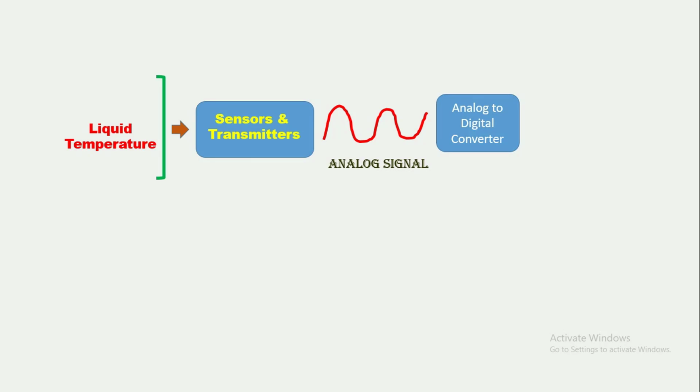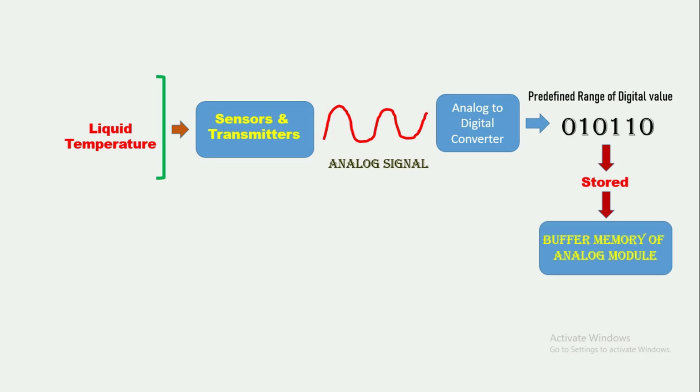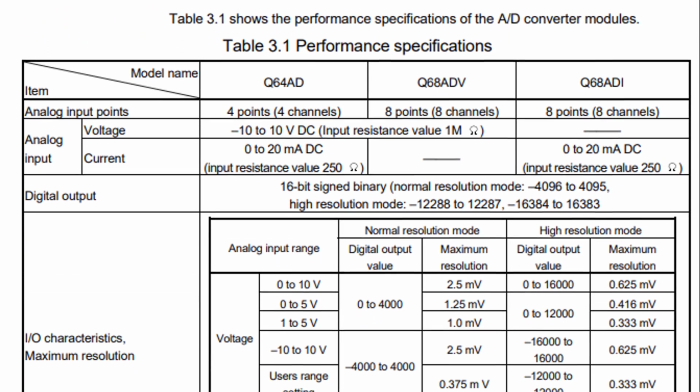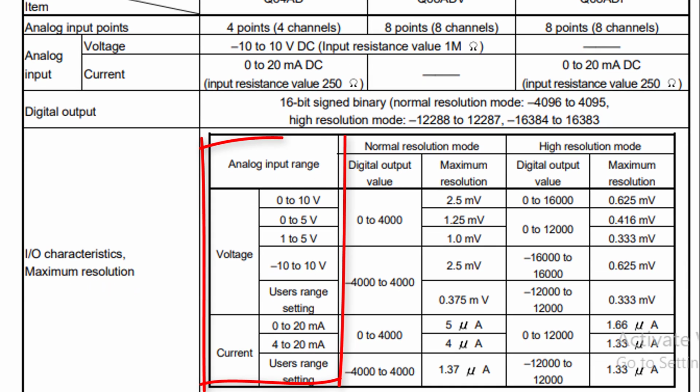When the analog signal is applied to the analog input, the AD converter converts this analog signal to a range of digital value which is stored in the buffer memory of the input module. Look at the performance specification sheet for analog input module. Analog input accepts voltage or current signal at different range and the conversion of digital values take at normal or high resolution mode. You can select the type of signal and corresponding resolution depending on your application.